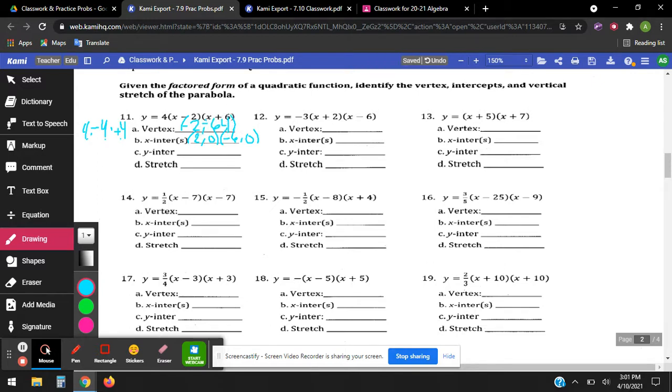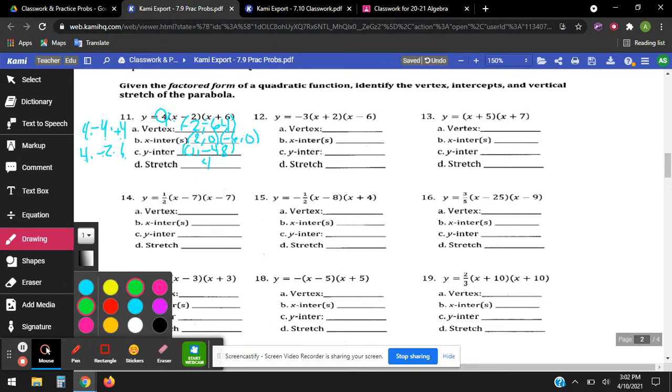Okay, y-intercept is going to be when my x equals 0. So that puts me at 4 times negative 2 times 6. So that's 24 times a negative 2. So when x is 0, y equals negative 48. And then my stretch is just this number in the front, 4.